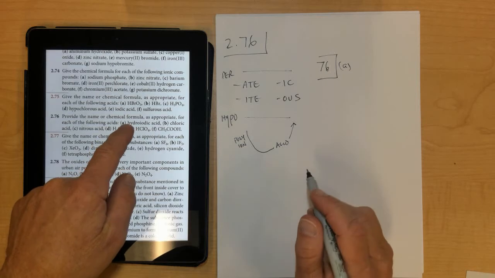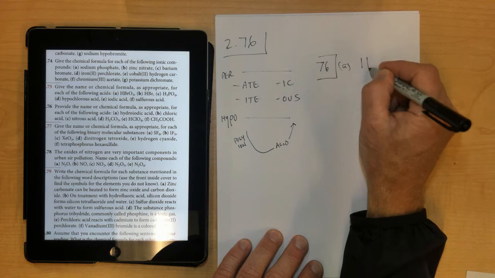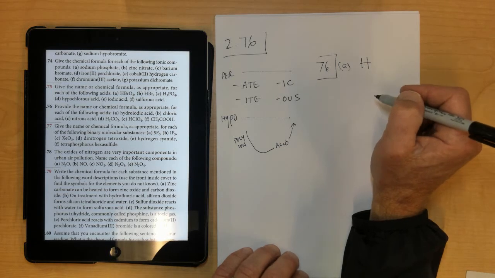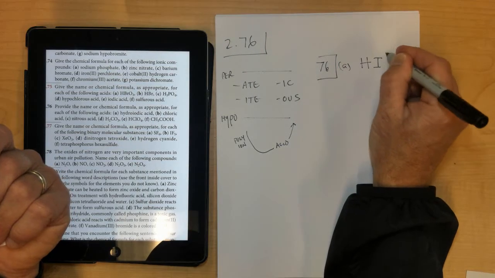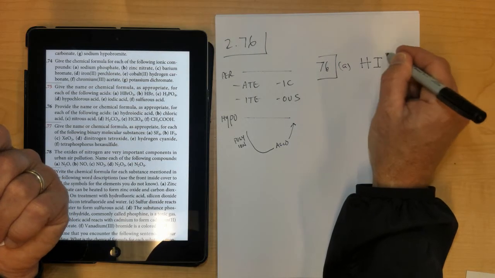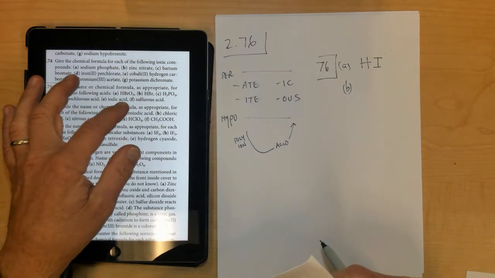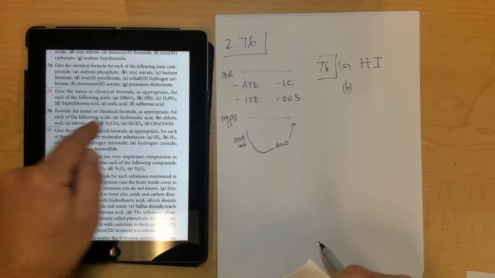Hydroiodic acid. Since it has the prefix hydro on the front, that means it's a binary acid, and it's just going to have H and one other atom in it. And since it's iodic, I look up and find the element iodine on here and notice that it's in group 17, so it's -1. So it'll just be H with a +1 and I with a -1, so it's just HI.